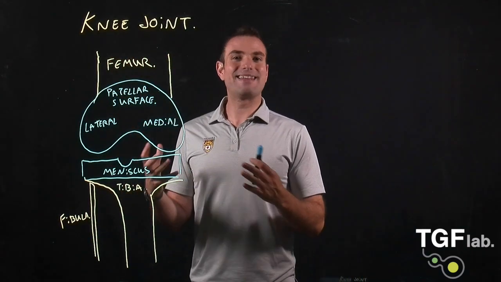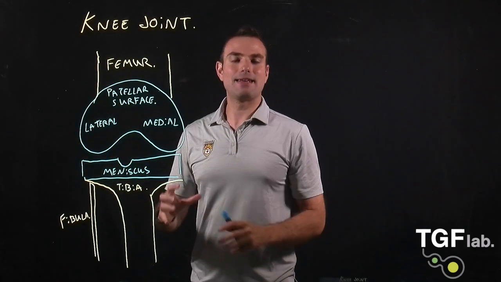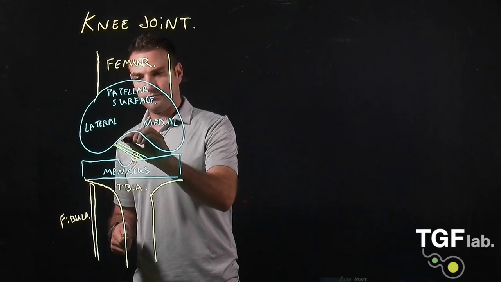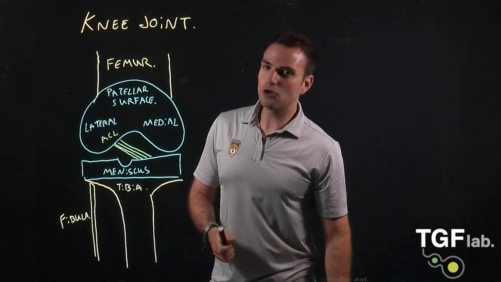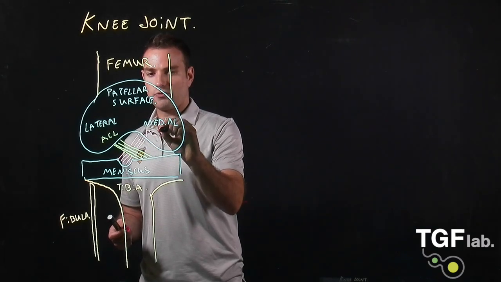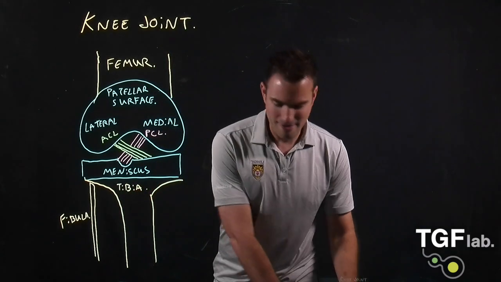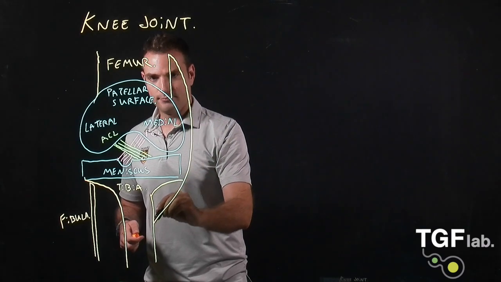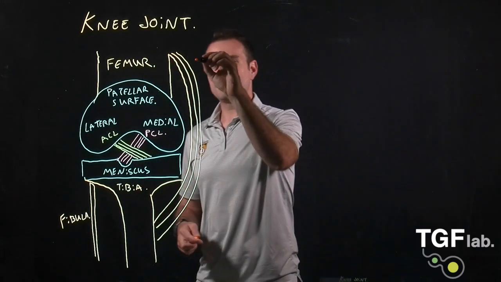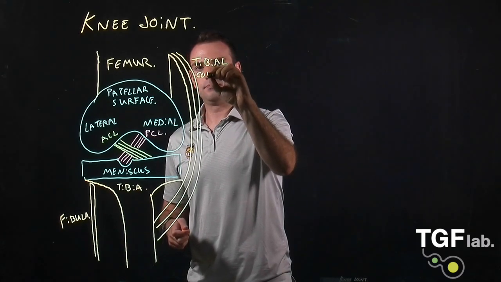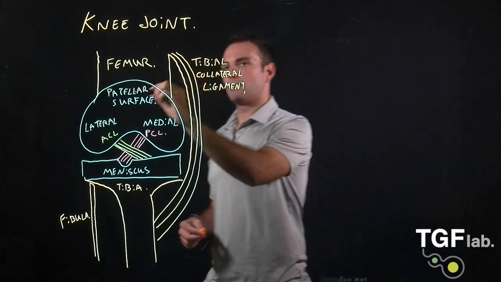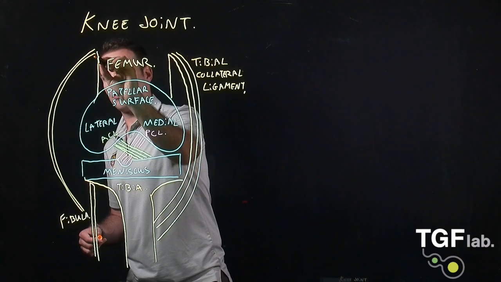Okay. So now we are going to look at the different ligaments and tendons that are going to stabilize this knee structure. So first, we are going to have the anterior cruciate ligament. And also, we are going to have the posterior cruciate ligament. Then we are going to have here, and this ligament, which is the tibial collateral ligament. And then on the other side, we are going to have the fibular collateral ligament.